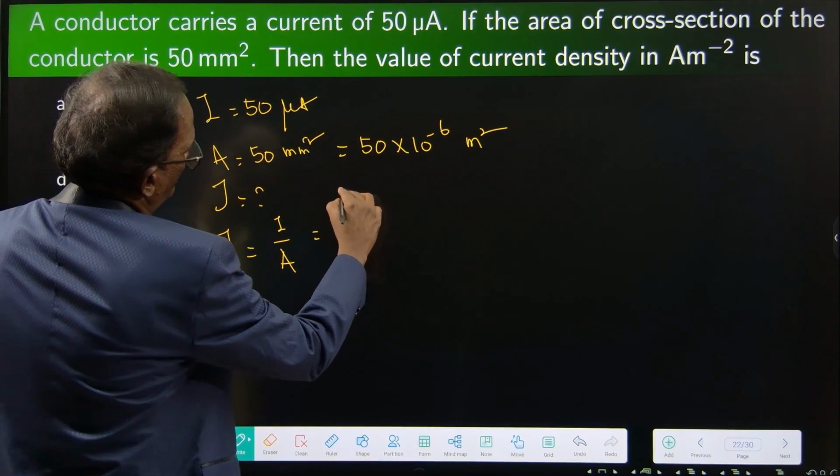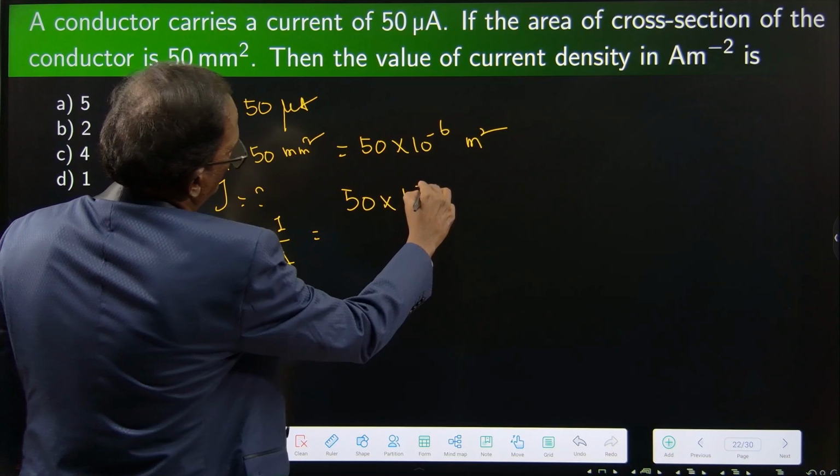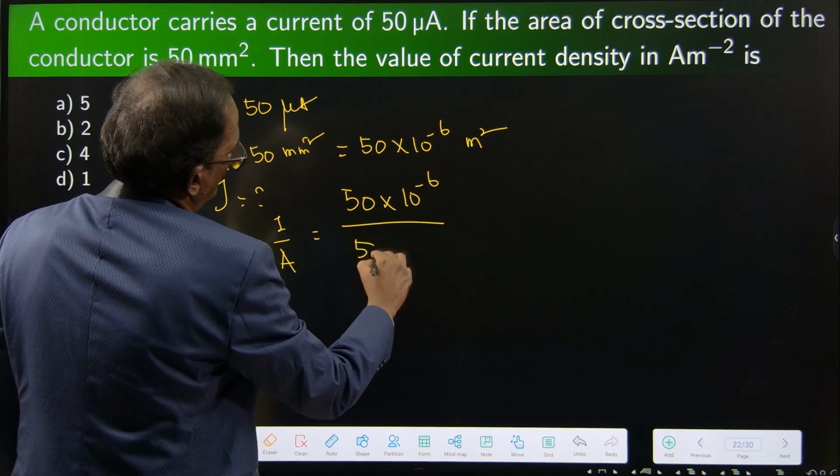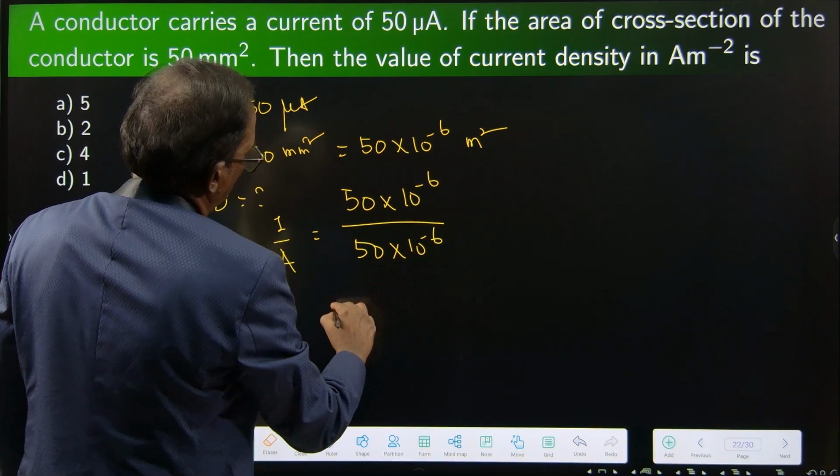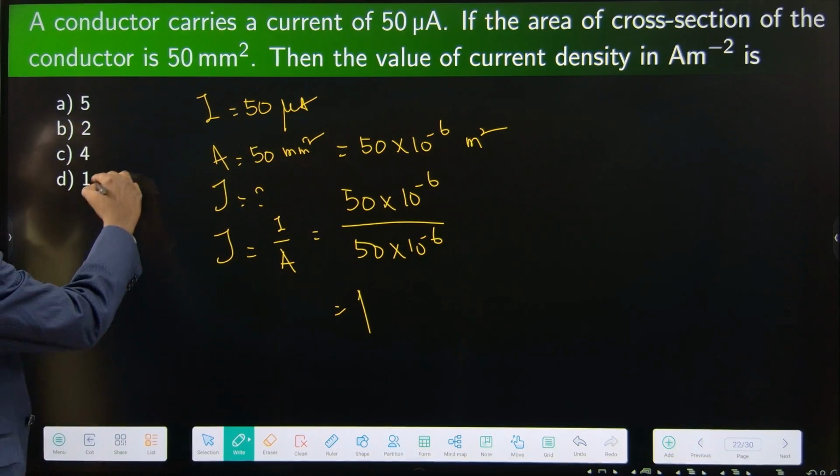So I is 50 microamperes. Micro also 10 to the power minus 6. This is also 50 into 10 to the power of minus 6. The answer is option 1.